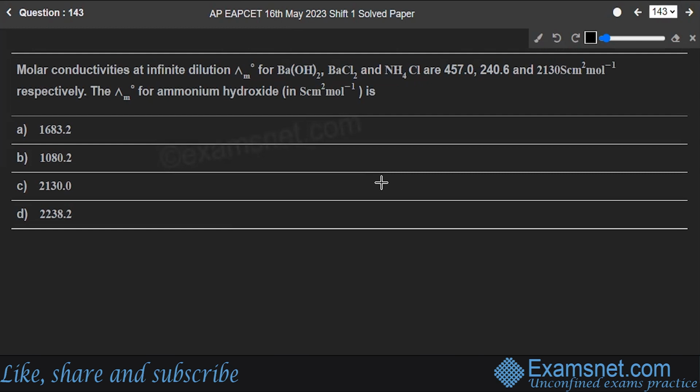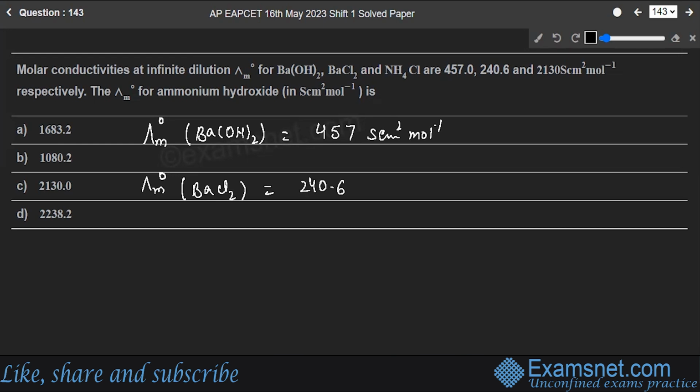Molar conductivities at infinite dilution for barium hydroxide, barium chloride, and ammonium chloride are this, this, and this, respectively. You have to find out the molar conductivity at infinite dilution for ammonium hydroxide. Let's write down, you are given that the molar conductivity at infinite dilution of barium hydroxide is equal to 457. And for barium chloride, it is equal to 240.6. And for ammonium chloride, this is 130.